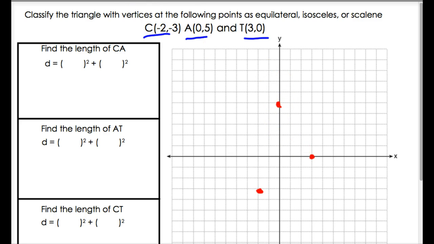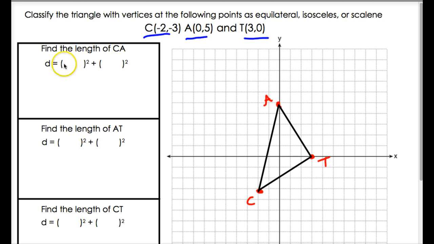Okay, let's draw our lines from here to here, from here to here, and from here to here. Now don't forget to label your vertices again. So we have C over here, A, and T. Now once again, it's kind of hard to tell by looking at it, so we'll just have to find the distances. And let's start with CA.